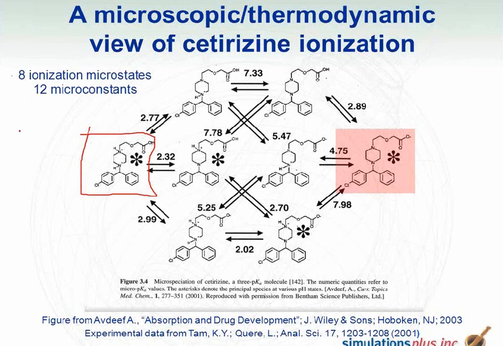That's computed by 2 to the n, so we have 3 ionizable groups, so 2 to the 3 is 8, and we have 12 microconstants, and these are the numbers between the microstates. So this is a microstate and a microconstant. And our challenge with the model is to predict the microstate populations and the microconstants, all from the apparent pKa's. So how do we go about doing this?